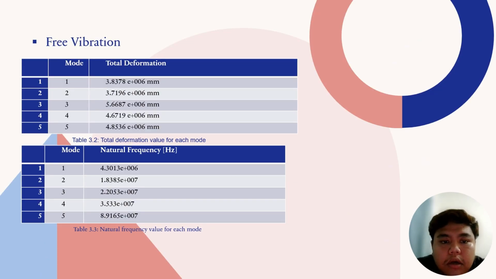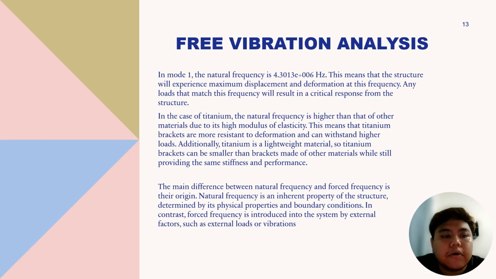We can see all the mode total deformation for each mode and the natural frequency that we achieve in this project. In this project, for titanium, the natural frequency is higher than the other materials due to the high modulus of elasticity. That means that the titanium bracket is more resistant to deformation and can withstand higher load. Additionally, titanium is a lightweight material, so the titanium bracket can be smaller than a bracket made of other material while providing the same stiffness and performance.